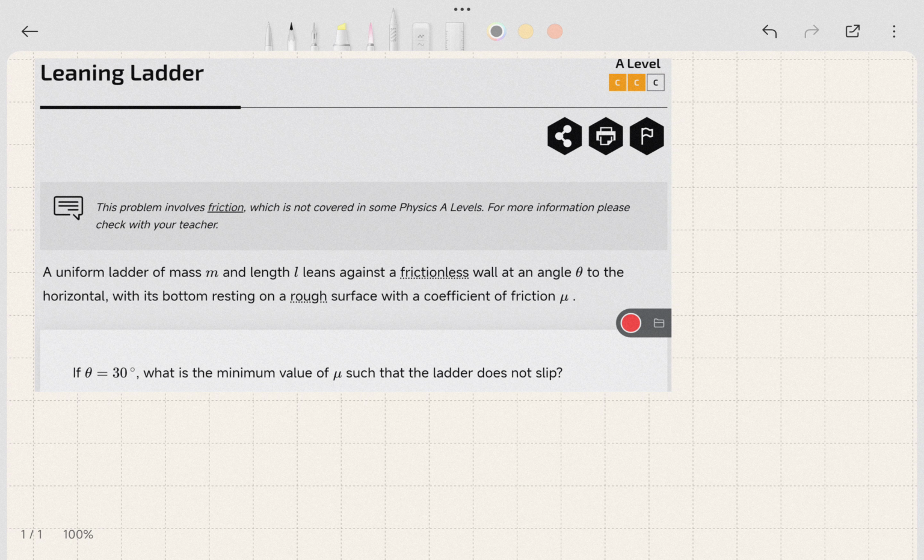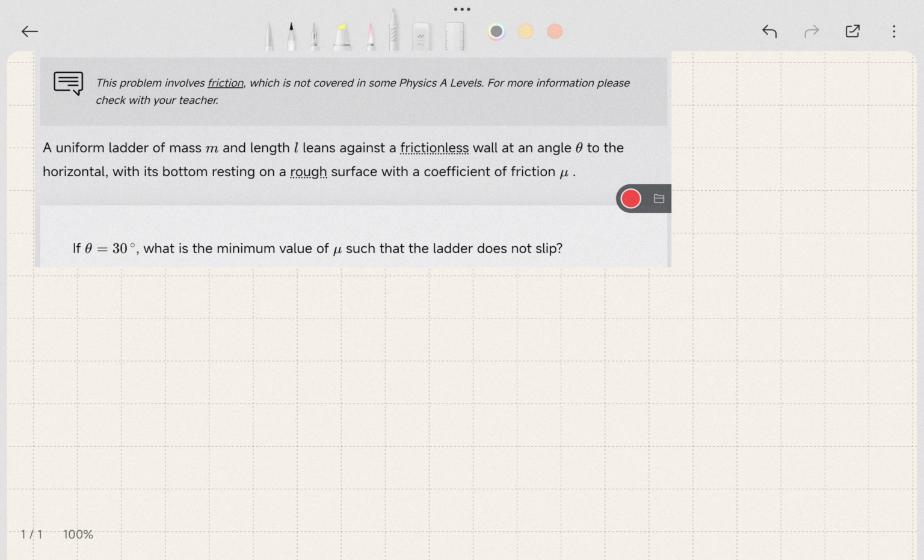So the question states, a uniform ladder of mass m and length l leans against a frictionless wall at an angle theta to the horizontal with its bottom resting on a rough surface with a coefficient of friction mu. If theta is equal to 30 degrees, what is the minimum value of mu such that the ladder does not slip? So this is definitely a statics question. And how you go about this, first draw a diagram illustrating the question.